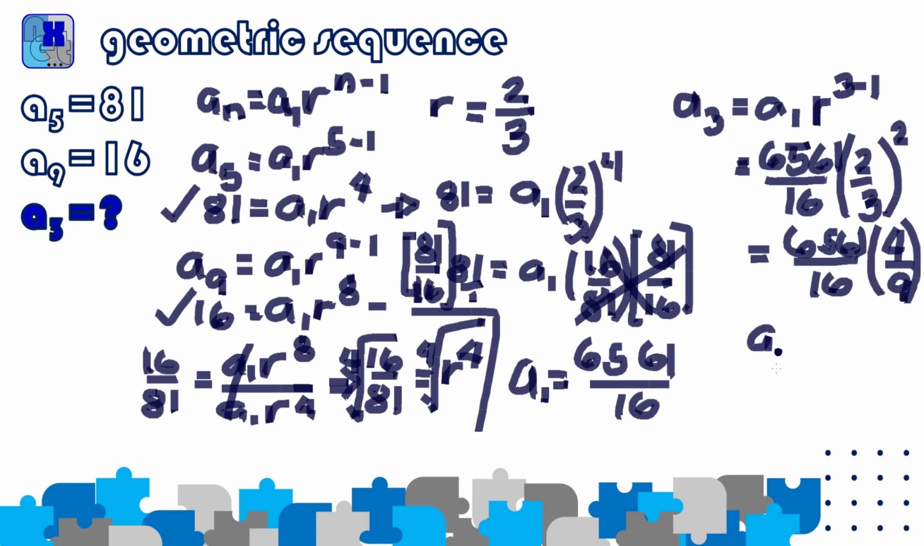If we are going to simplify this, we can come up with this result because 6,561 can be divided by 9. That's 729. And 4 over 16 is just 1/4, or over 4. By the way, I made an error here. This is not a sub 1. This is actually what we are asking for, a sub 3. So the third term of a geometric sequence whose fifth and ninth terms are 81 and 16 respectively, with the common ratio and the first term we have solved in this process, is equal to 729 over 4.